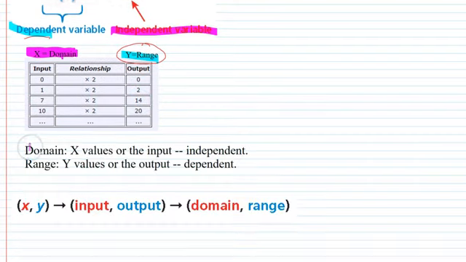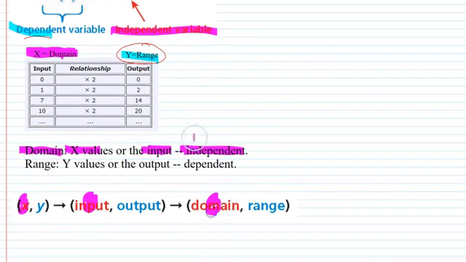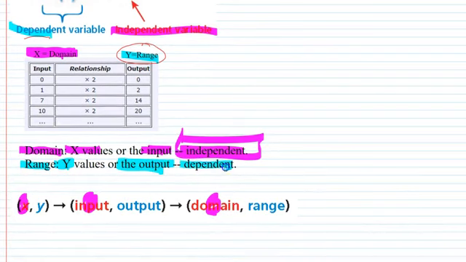Now these are your key points here. Your domain, you should already know, are the x values. Now we know them as the input or the independent. So x, input, domain, independent. Meanwhile, the range are your y values. You should have already known that, which are the output, and they are dependent upon whatever you put in. So if I put in an x value, I get out a y value. That's your output, and that's why it's dependent, and it's also called your range.